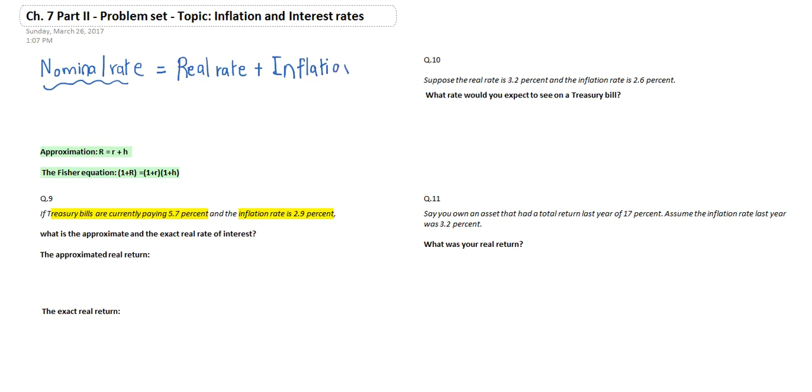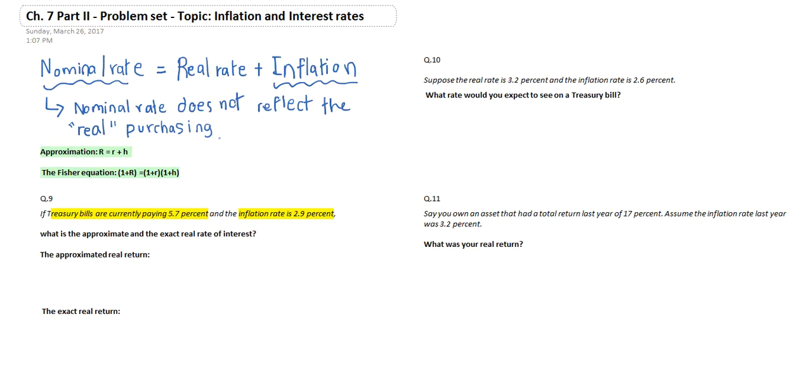Okay, so with inflation included in the nominal rate, the nominal rate does not reflect the real purchasing power of your total return. So how can we eliminate this part out from the nominal rate?